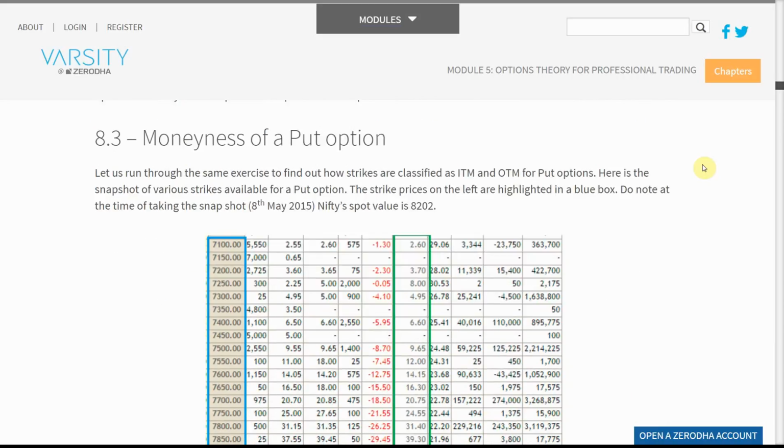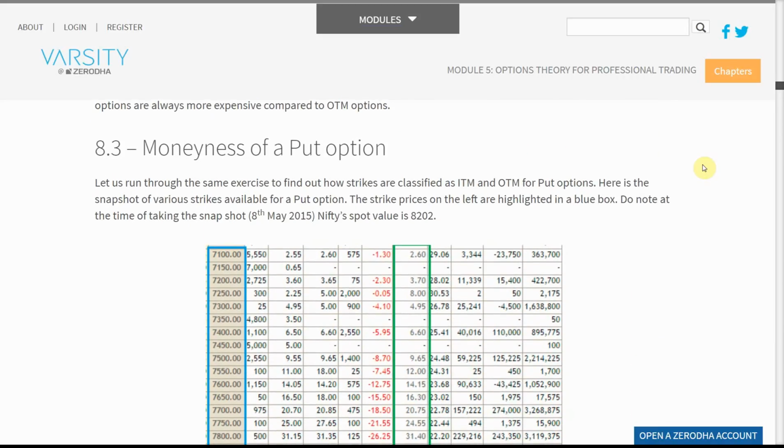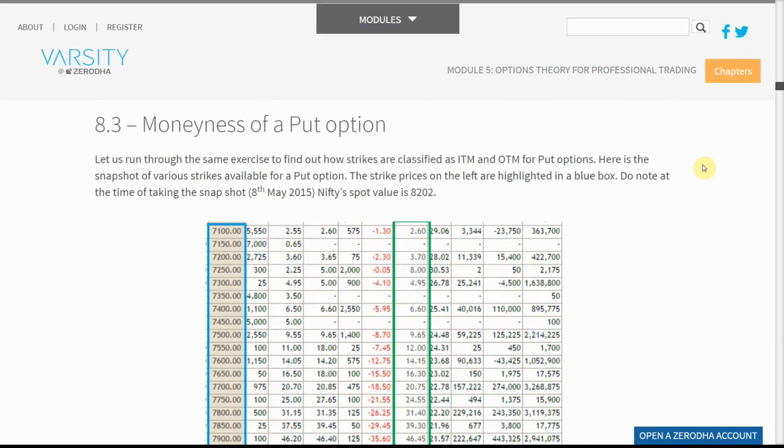In other words, ITM options are always more expensive compared to OTM options. 8.3 Moneyness of a put option. Let us run through the same exercise to find out how strikes are classified as ITM and OTM for put options.